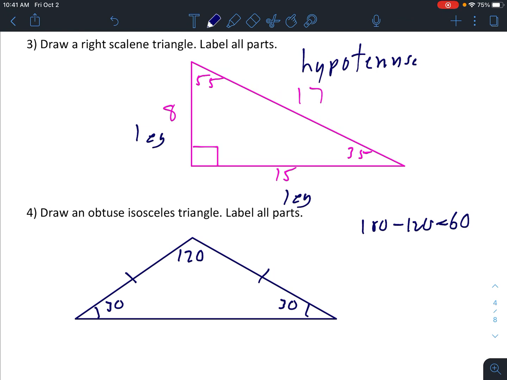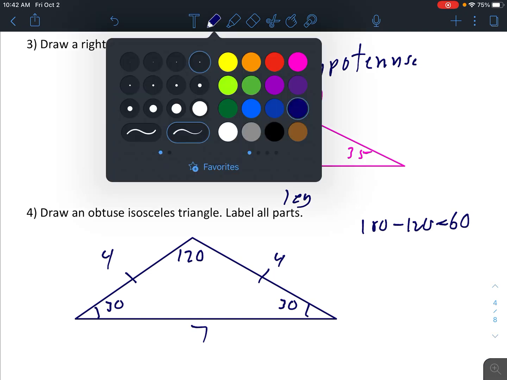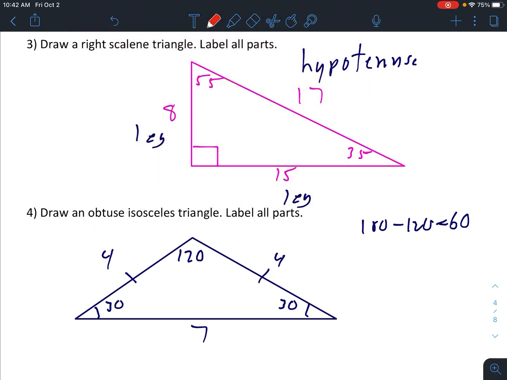All right, let's make up some numbers for the sides. How about 4, 4, and 10? I don't like that. How about 4, 4, and 7? That makes more sense. Okay, to label the parts for this one. This angle up here is called your vertex angle. The other two angles are called your base angles. The side between the base angles is called the base, and your two sides are again called the legs. And there you have your obtuse isosceles triangle.